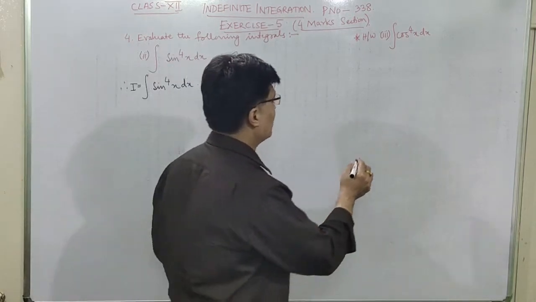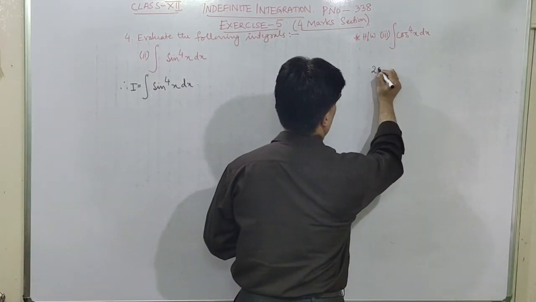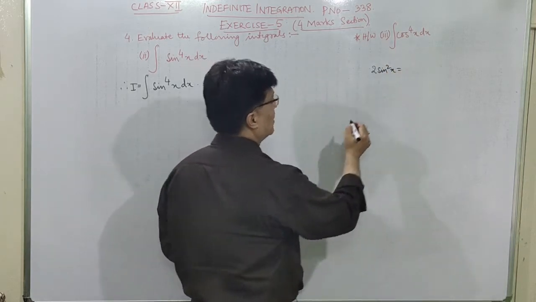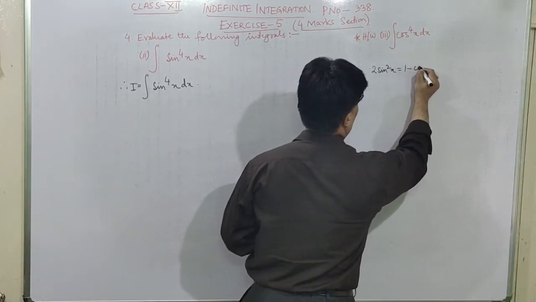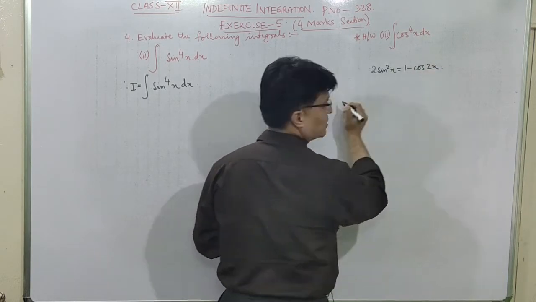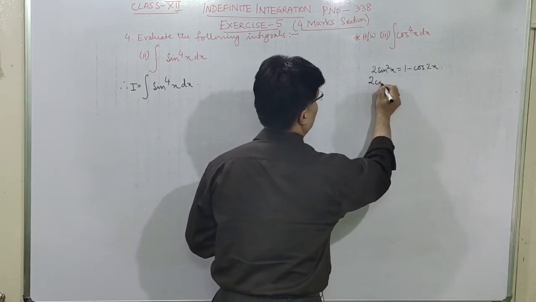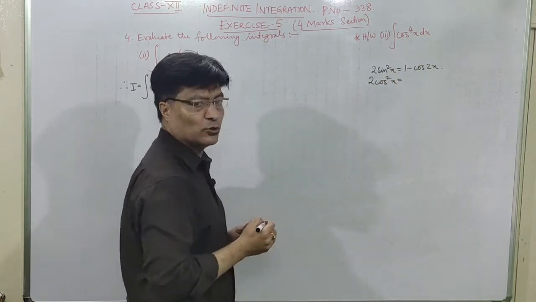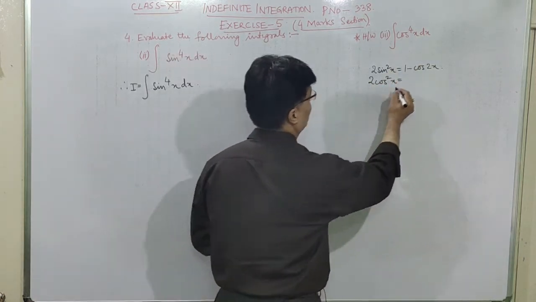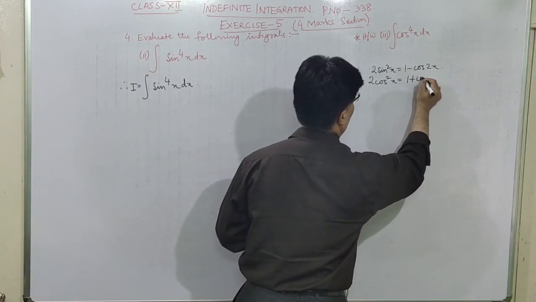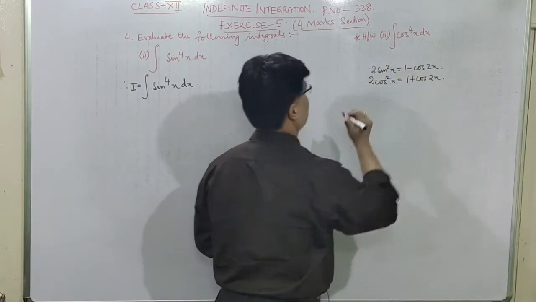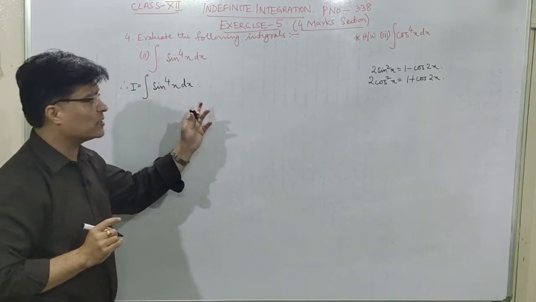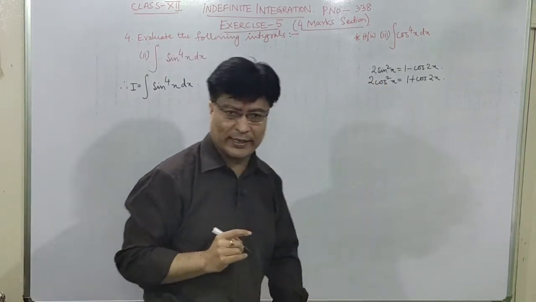You should know this formula, that is 2 sine square x. What is the formula for 2 sine square x? From multiple angles, 2 sine square x is 1 minus cos 2x. If it is cos to the power 4x, you have to use 2 cos square x. What is the formula for 2 cos square x? It is 1 plus cos 2x. This is the formula that you have to use here. Since this is sine to the power 4x dx, you have to use the formula of 2 sine square x.